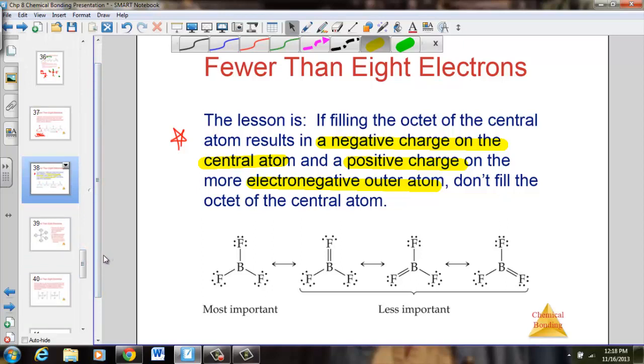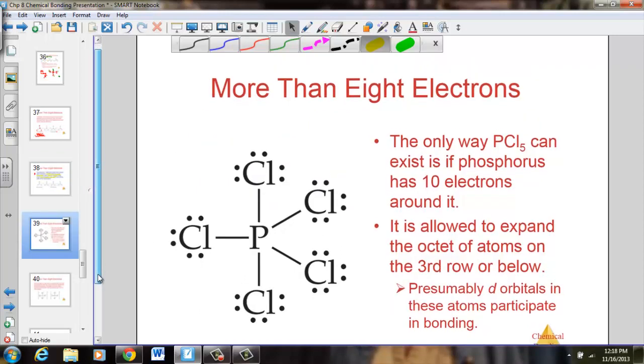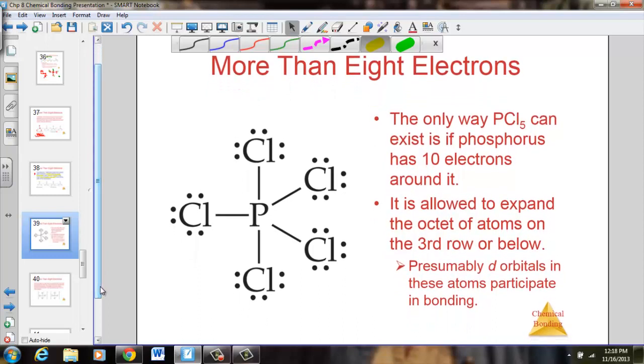Situation number 1, we started the lesson. Sometimes we have an odd number of electrons. No way will they have 8. Somebody will have no partner. Situation number 2, sometimes if formal charge dictates, the central atom will have fewer than 8 electrons, such as in boron trifluoride. The third case, sometimes we have to expand the octet and place more than 8 electrons around the atom. In this model, let's take a look at PCl5.